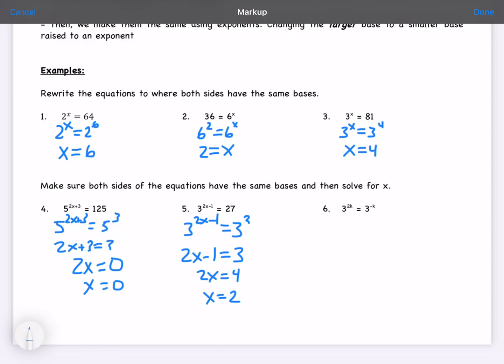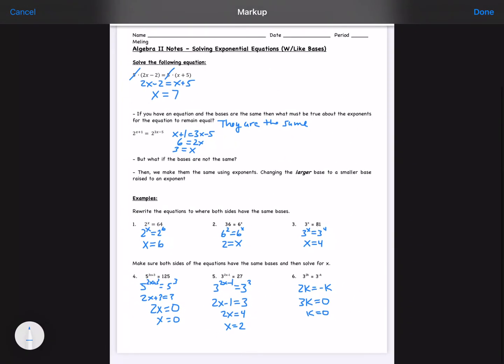And then number 6, they both have the same base. So we can just say 2k is equal to negative k. I'm just going to bring all the k's to one side. So 3k equals 0. So k is equal to 0. Tomorrow we'll go a little more in depth, but for today this is solving exponential equations, and the whole goal is to get them to have the same base.